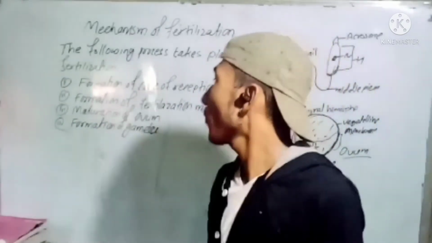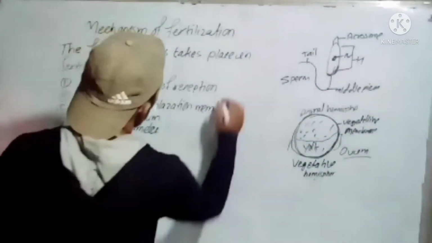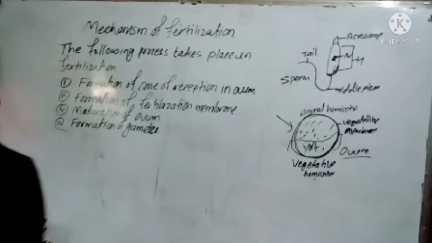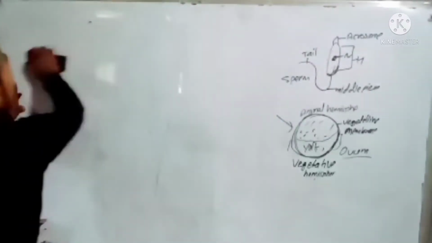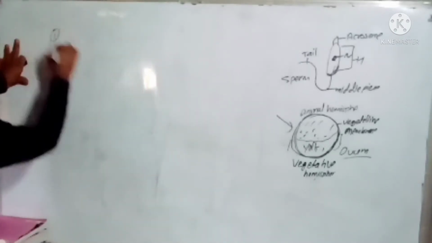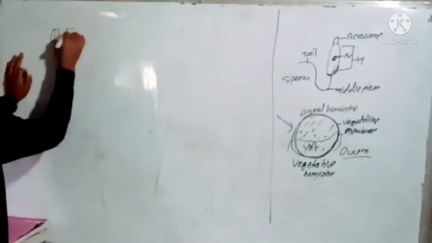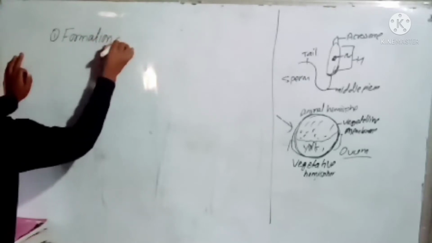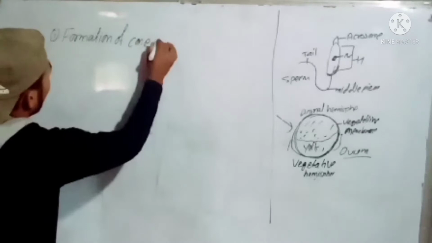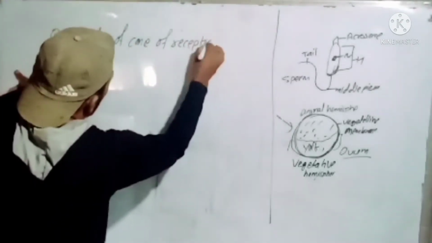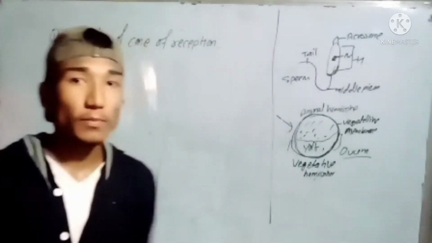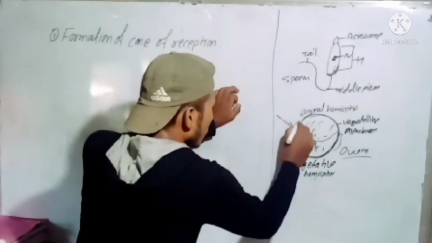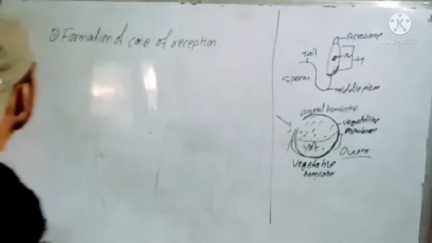So first of all, formation of cone of reception in the ovum. This is the ovum. So let us take number one, formation of cone of reception. In this process, first of all, a protuberance-like small outer growth forms in the ovum.